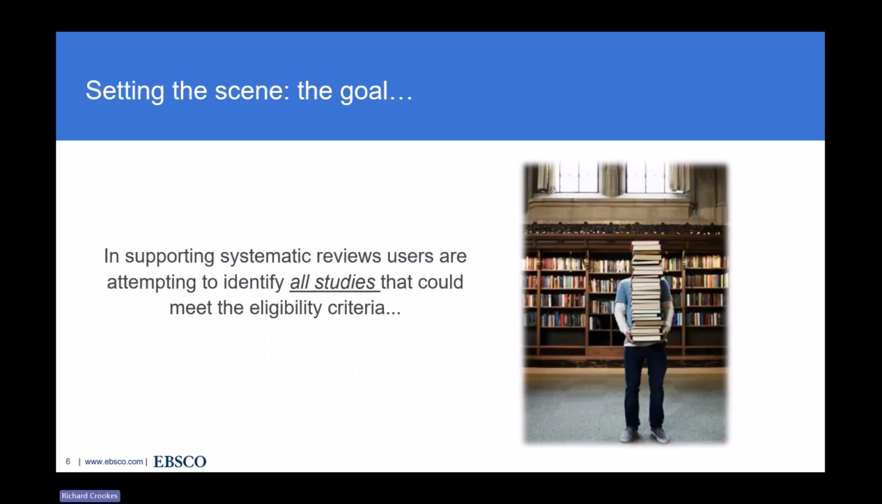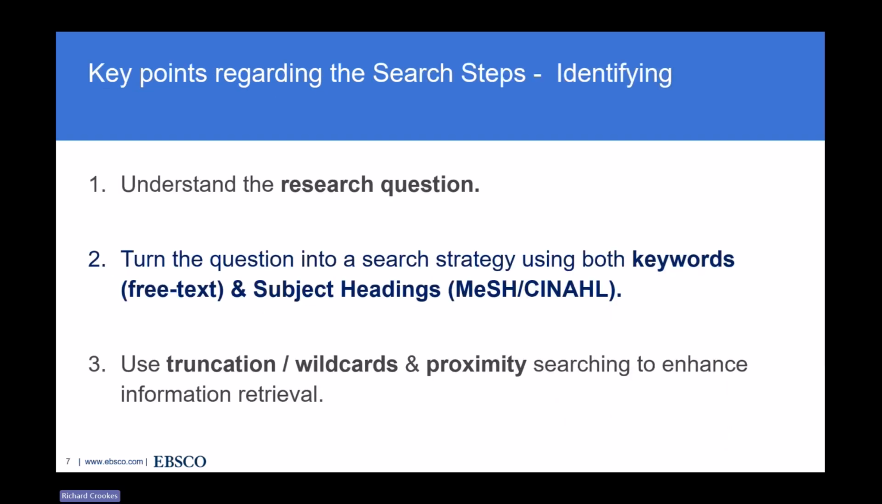So with that in view, to set the scene then, the goal, of course, in supporting systematic reviews is that users are attempting to identify all studies that can meet the eligibility criteria. Some would argue it may be the majority, maybe that's not possible, but obviously the goal is to do this, to find what's out there based on the eligibility criteria, and that, of course, also is determined partly by the research question itself. In addition to that, then, we have to obviously appreciate the key points regarding the search steps in terms of identifying what's out there.